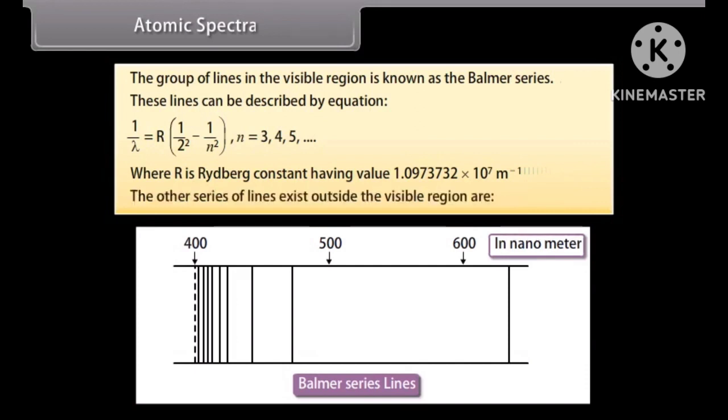The other series of lines that exist outside the visible region are the Lyman series, which is given by 1 upon lambda equals R times (1 upon 1 square minus 1 upon n square). Here the value of n may be 2, 3, 4, 5 and so on.